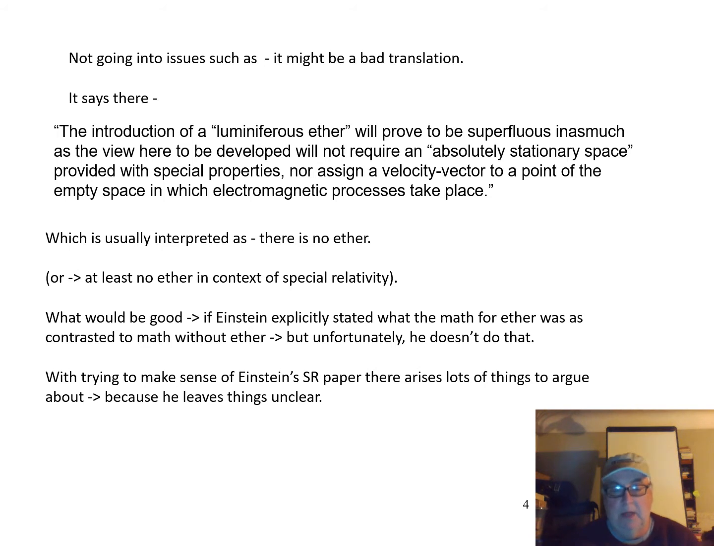It's not really clear what that's supposed to mean, but it's usually interpreted as meaning there is no ether, or at least there's no ether in the context of special relativity. What would be good is if Einstein explicitly stated what the maths for ether was as contrasted to maths without ether, but unfortunately he doesn't do that. We're trying to make sense of Einstein's paper on special relativity. There arises lots of things to argue about because he leaves things unclear.